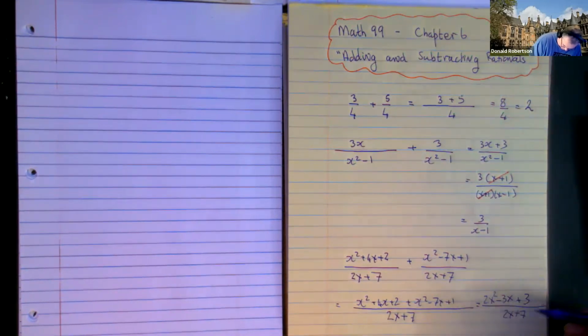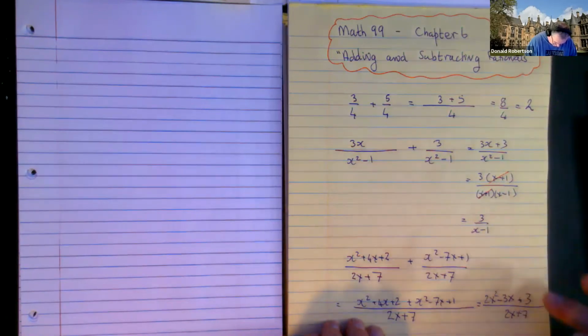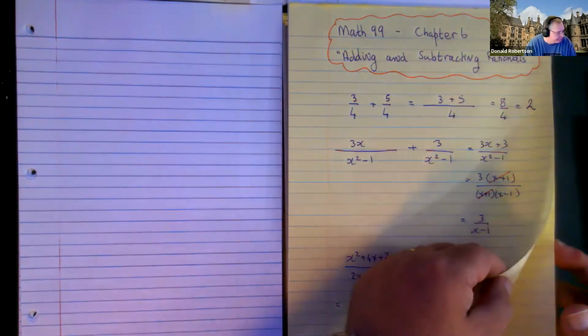And in this case, I could try and factor it, but this one doesn't factor, so I'm pretty much finished. So sometimes you can factor and cancel and simplify your fraction. Sometimes you cannot.